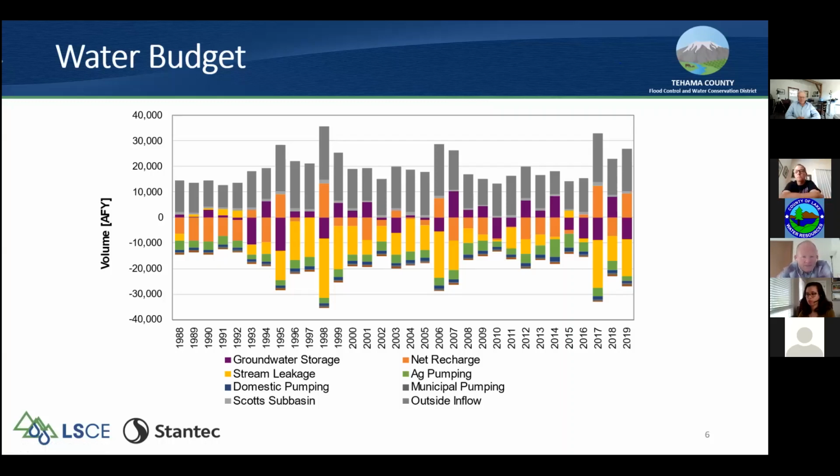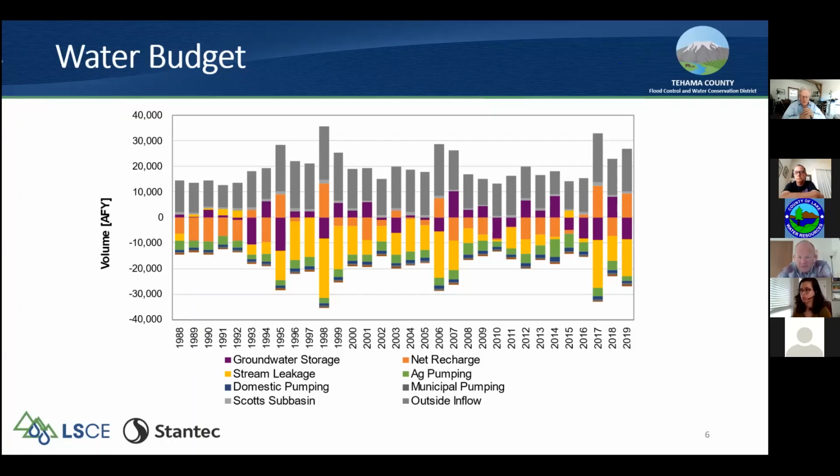But what's the top gray, the big chunk of it that's gray? Yeah, outside inflow. That's inflow that's coming from the mountains generally. To the south, that's outside inflow from the watershed. That's the driver on that, so that's adding to the system. You've got a little bit from Scott's subbasin, and then we've got recharge.